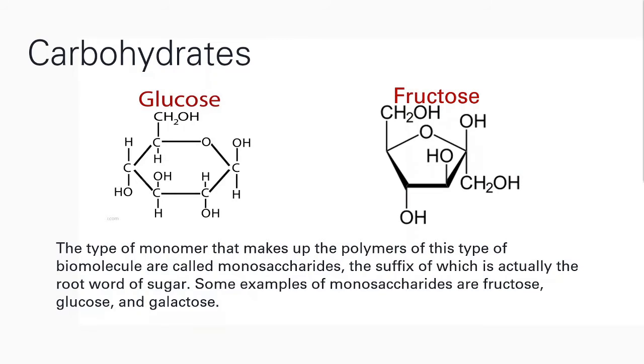This type of monomer that makes up the polymers of this type of biomolecule are called monosaccharides, the suffix of which is actually the root word of sugar. Some examples of monosaccharides are fructose, glucose, and galactose. And the polymer of this biomolecule is called polysaccharides.